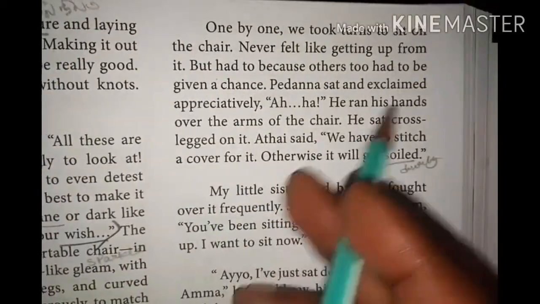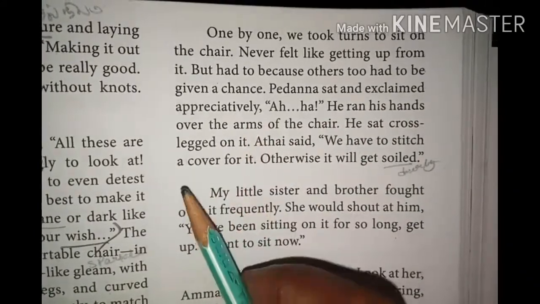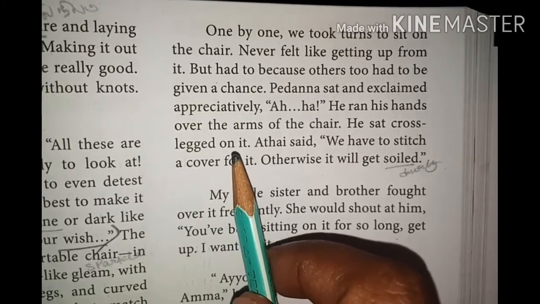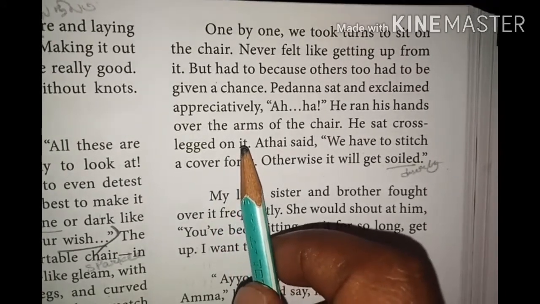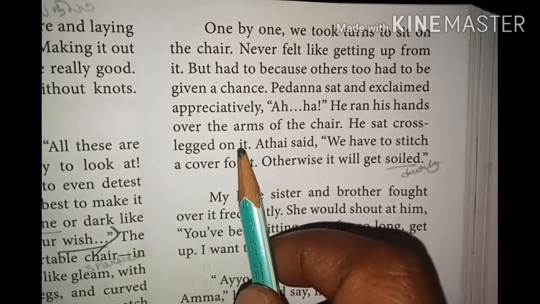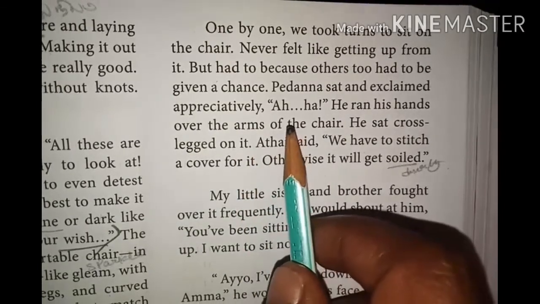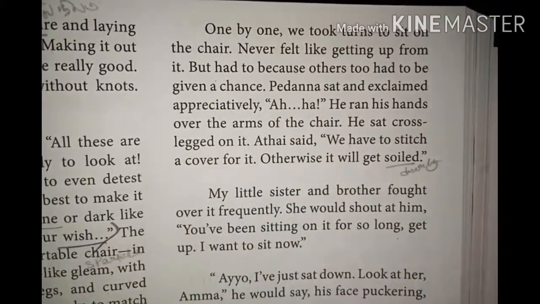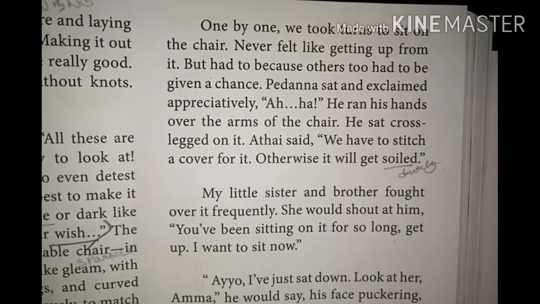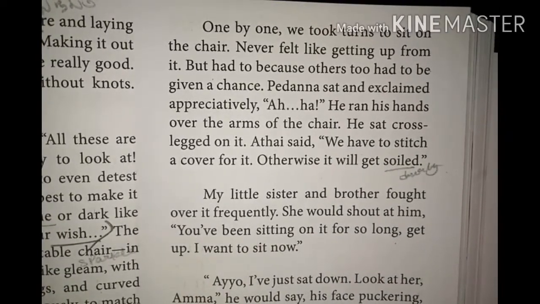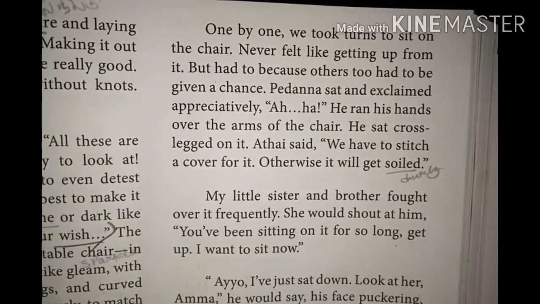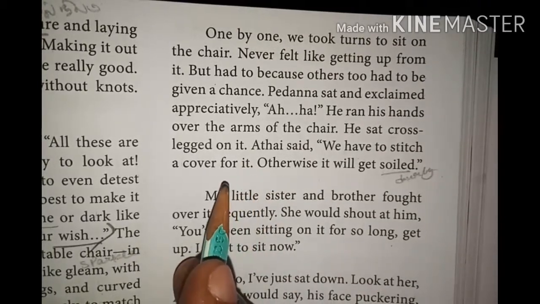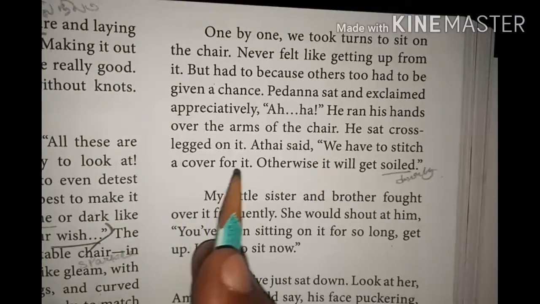Then Pedana sat and exclaimed appreciatively. Okay, now Pedana sat on the chair, and he exclaimed appreciatively. It means he is appreciating the chair. "Haha." He ran his hands over the arms of the chair. Simply, his hands went over the chair's arms. He sat cross-legged on it. Simply, Pedana sat in a cross-legged position on the chair.